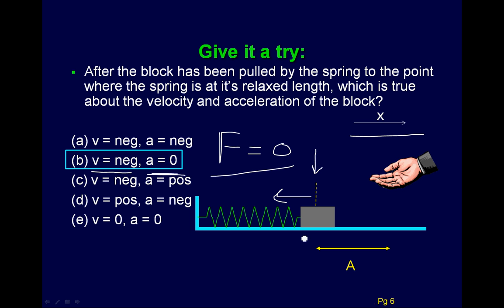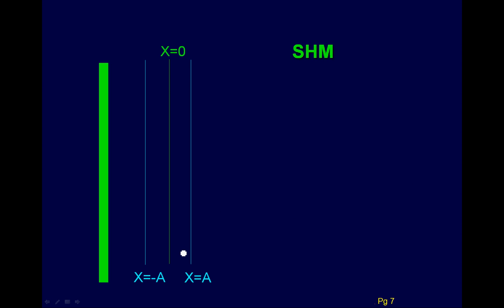Well, now if it starts moving a little bit this way, the spring will push back on it and start to slow it down. So the velocity is the biggest it can be in the negative direction. The acceleration is 0. So we notice this trend of how the velocity and the acceleration are kind of opposites. And so let's look at a little diagram here.